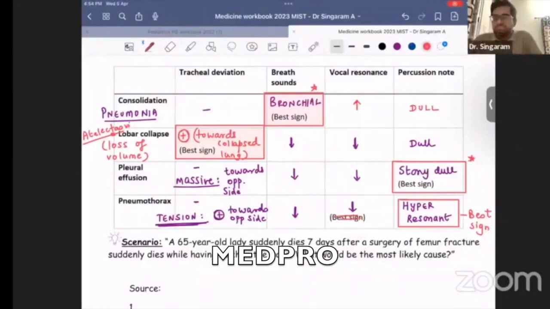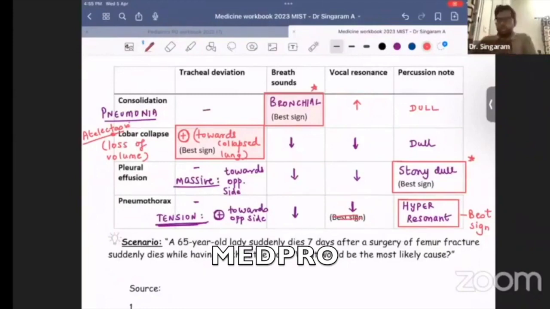So, very simple. Consolidation: the main sign is bronchial breath sound. Collapse: the main sign is tracheal deviation, but very important, tracheal deviation towards the collapsed lung field. That is important. Pleural effusion: the best sign is a stony dull note on percussion. And pneumothorax: the best sign is a hyper-resonant note on percussion. I hope you're able to follow this. So please try to remember all these things and answer accordingly.